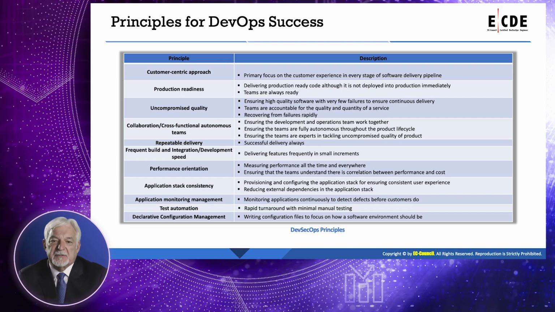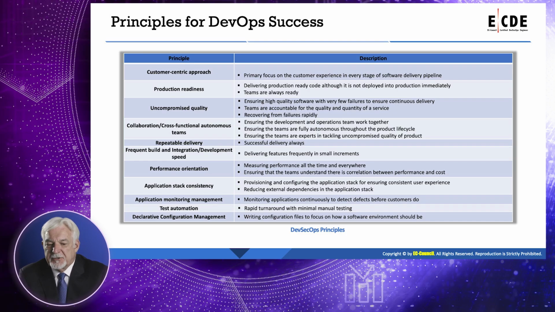You have uncompromised quality. You're ensuring that high quality software with very few failures is deployed to ensure this continuous delivery is not only profitable but effective. You hold teams accountable for the quality and quantity of a service that they're providing within this DevOps capability. And you recover from failures fairly rapidly.